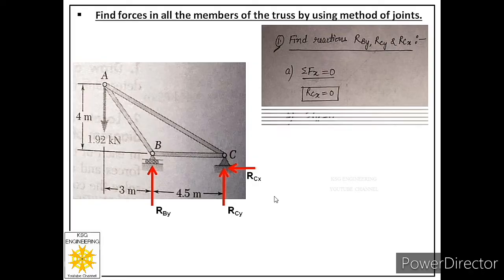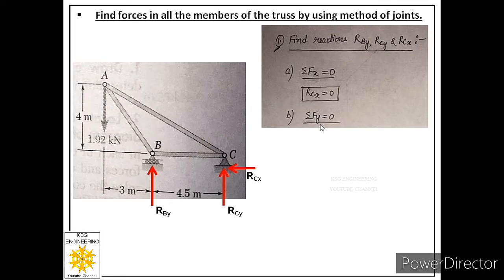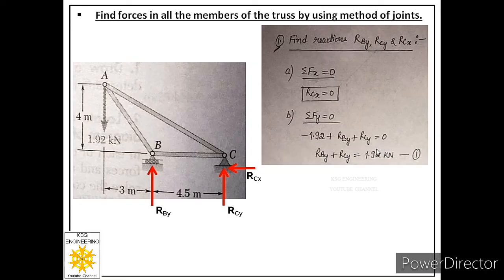Now we'll apply the second equation, that is summation Fy equal to 0. So how many forces are acting in y direction? There are three forces. It is acting in downward direction, so we'll take this as minus 1.92. These two are acting in upward direction, so we'll consider these two positive. So equation will be minus 1.92 plus RBY plus RCY equal to 0. So in this equation we have two unknowns, we cannot solve it. So let us write it as RBY plus RCY equal to 1.92 kilonewtons, and let us call this equation as equation number 1 for time.